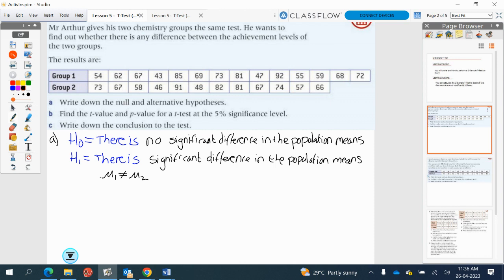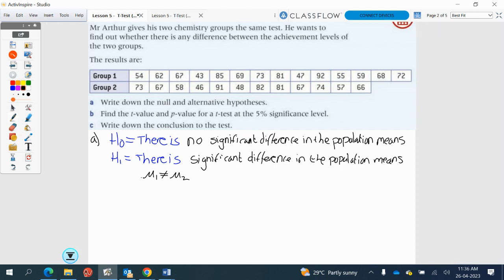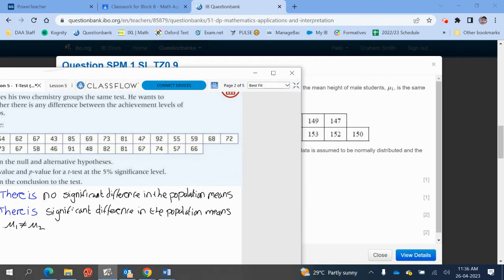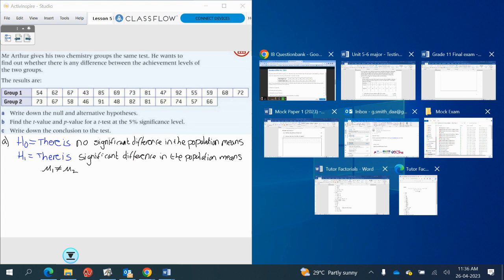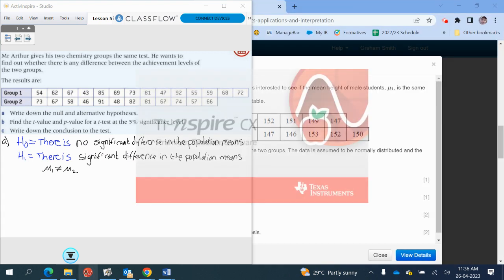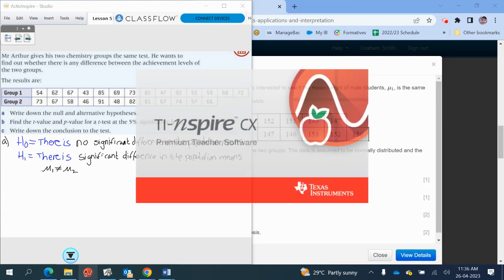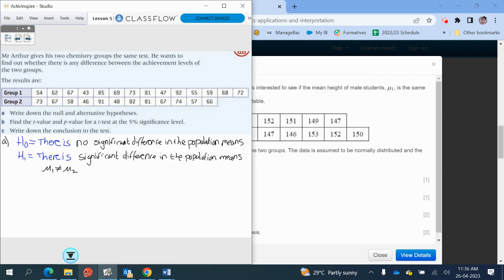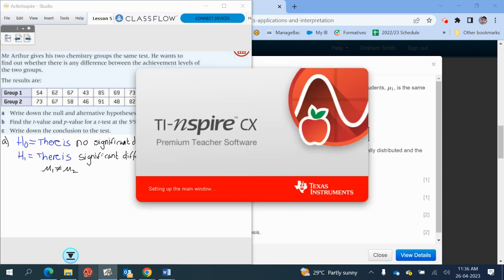So we need to try and find the t-value and the p-value for this test at 5% significance level. Get your calculators in your hand, so obviously it's going to be a calculator one. What we want to do for this is open the calculator. Now we're going to put this data into the two lists in the tables and lists. You guys can start typing.